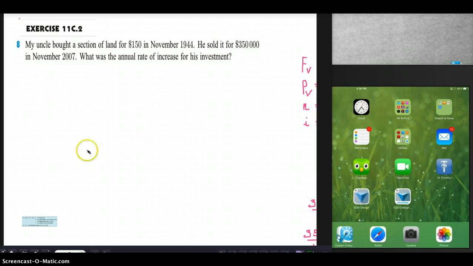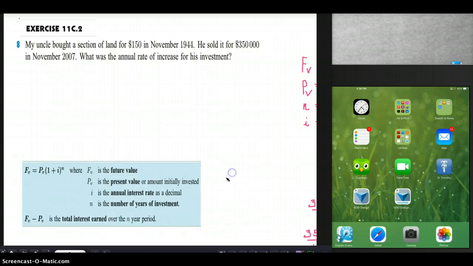All right, so what we're going to do is use this formula, right? This is the formula for a fixed annual interest rate, because that's in essence what we're looking at. We have an initial value, we have a final value, we have a period of time, so we can figure out how many years that is.